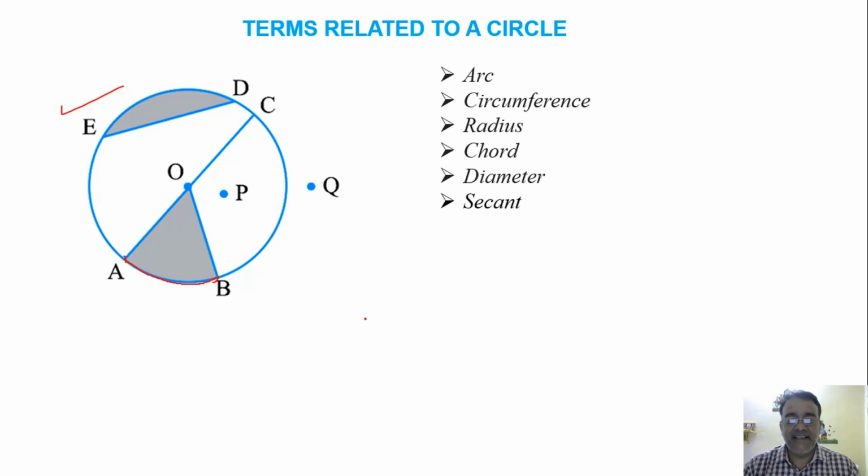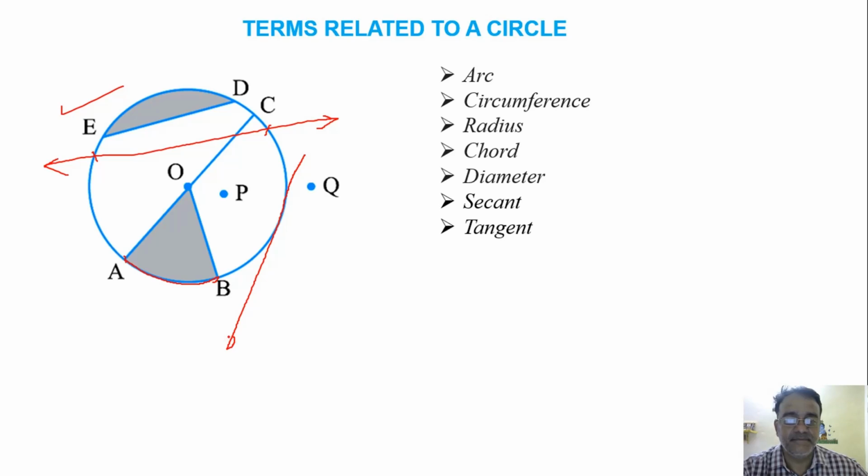Next is secant. Secant is a line which intersects the circle at 2 points. There is no secant in this figure, so I am drawing a rough figure. Suppose this is a line and it intersects the circle at 2 points. So this line is called secant. Next is tangent. Tangent is a line which intersects the circle at exactly 1 point. Suppose this is a line which intersects the circle at 1 point. So this line is called tangent.